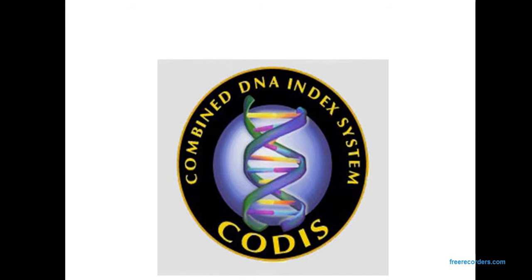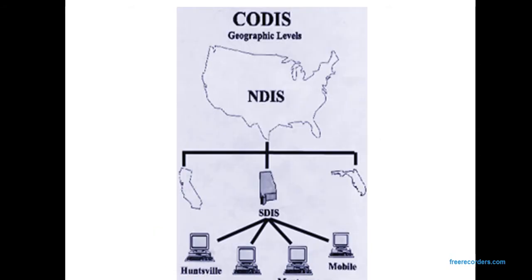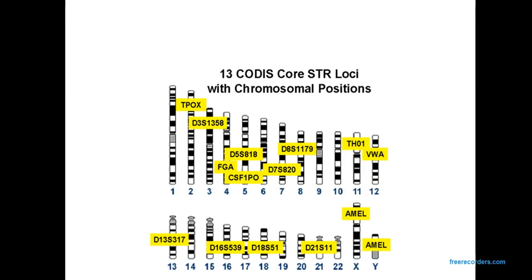Well, its function is very complex because it goes into 3 categories, or levels rather. They are national, state, and local DNA index system. Where a DNA profile is placed actually depends on the seriousness of the crime committed or the background of the perpetrator.